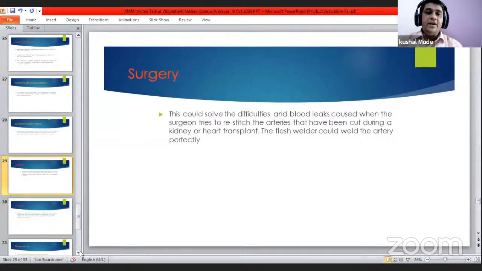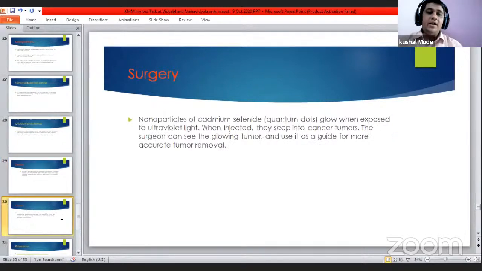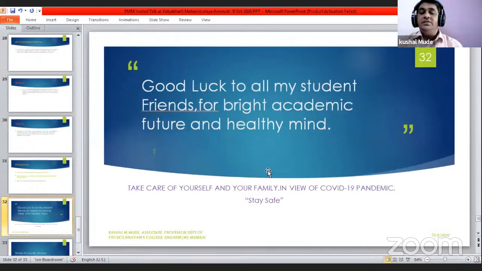The surgery part is also there. Okay, in the surgery part, there are nanoparticles, cadmium. MSc students and all researchers and students, here I stop, and good luck to all my students, friends, for your bright academic future and healthy mind in the pandemic. Stay safe, and please stay in tune with your teachers in the online platform.